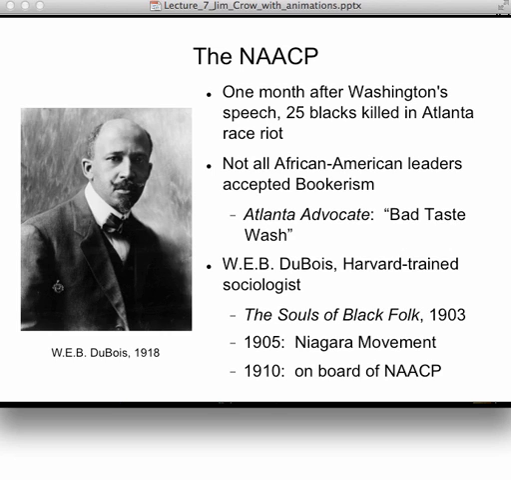Washington. The Niagara Movement petered out over the next few years. But in 1910, Du Bois joined the board of the NAACP, that is the National Association for the Advancement of Colored People. It's interesting, when this group started, it was actually founded by white Americans who were sympathetic to the plight of blacks. And in 1910, Du Bois actually was the only African American on their board of directors.